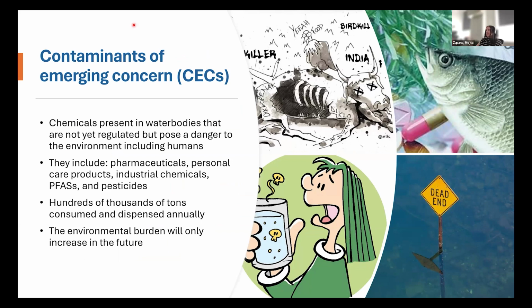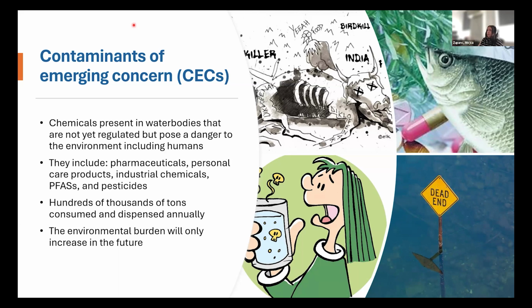Yes. Hello. So now that you have heard about the water treatment, let's go into the contaminants of emerging concern. These are by definition chemicals that are present in water bodies and are not yet regulated, but pose danger to the environment, including humans. These compounds are not necessarily new chemicals, but have been addressed as critical environmental pollutants only in the last decades. And the growing concern is because their fate, behavior, and adverse effects in different ecosystems are not yet fully understood.